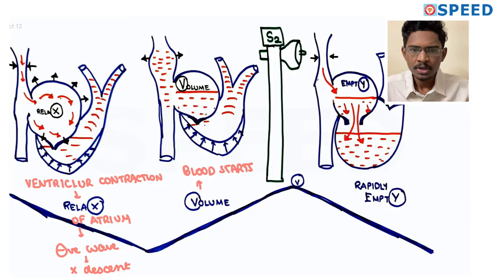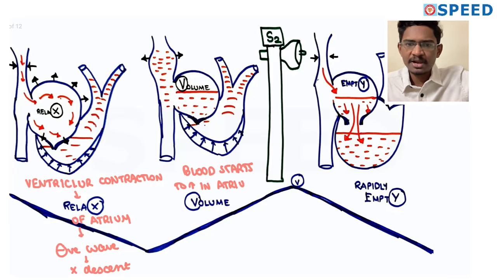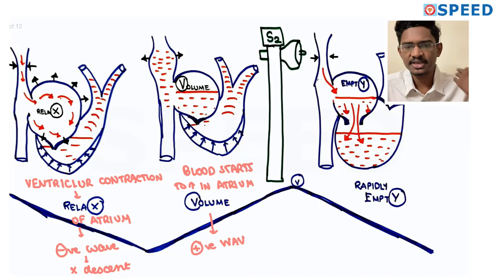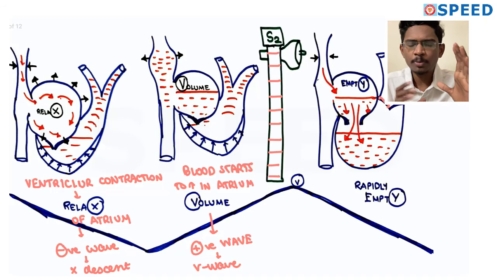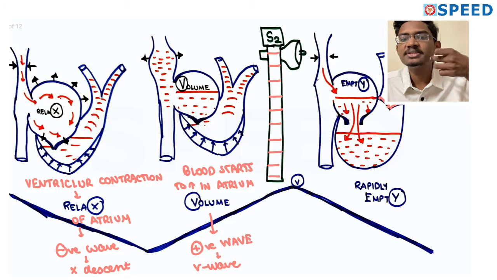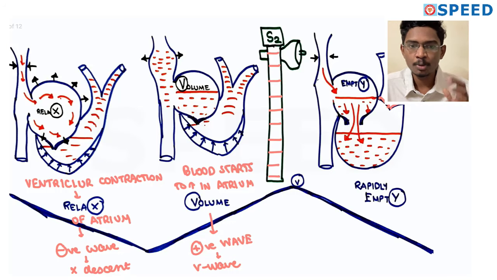Next, the atrium starts to fill by blood from the jugular veins, SVC, IVC, all these. When blood fills slowly, at one point the atrium will be completely filled up. After that, blood starts to accumulate in the jugular veins, producing a positive wave, which is the V wave or the volume wave. Why am I calling it the volume wave? Because this V wave will be significantly increased in hypervolemic states like CKD and congestive heart failure.